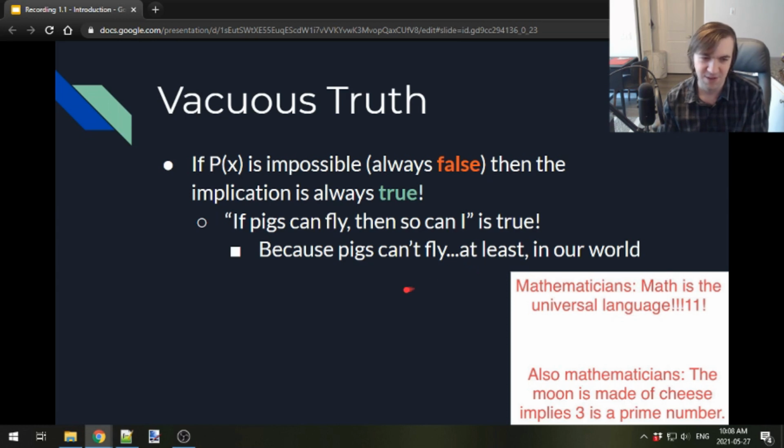You could say, if pigs can fly, then I clearly have $1 billion. And you can't say that I'm wrong, because in order for me to be wrong, you would have to show that pigs are flying. And since they're not, the rest of the statement is basically meaningless. And we call this vacuous truth, because the first part of this implication is just never true.